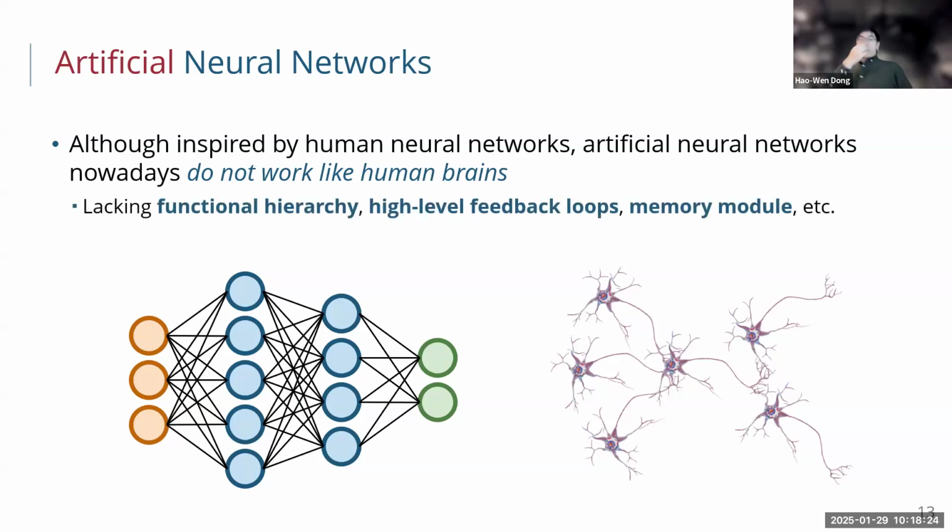The biggest difference is that we don't have functional hierarchy, we don't have high-level feedback loops, and we don't have a memory module in artificial neural networks. But later in the class, you will see we can still build easy low-level feedback loops. We can add a memory module, or think about the transformer, which has the self-attention idea. It's also doing some memory idea. And for functional hierarchy, usually you have different components in your machine learning model that build that hierarchy.